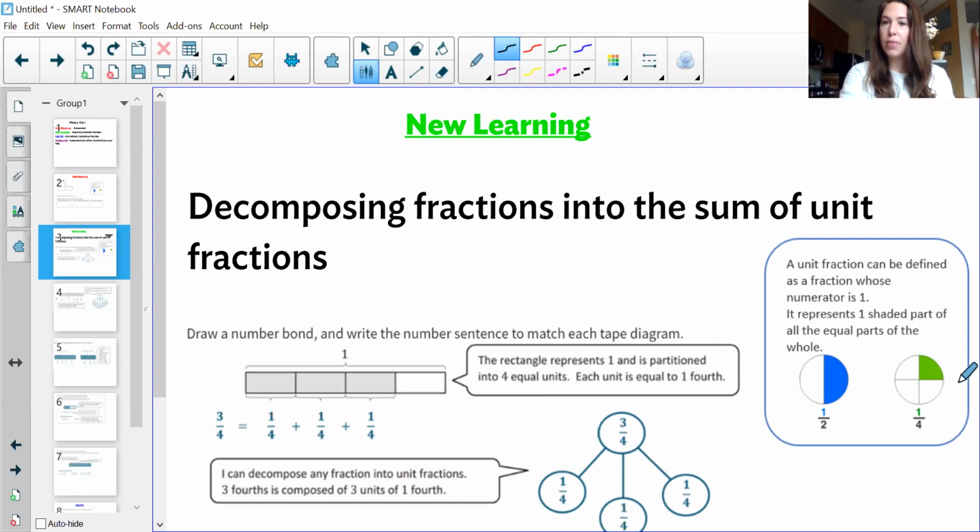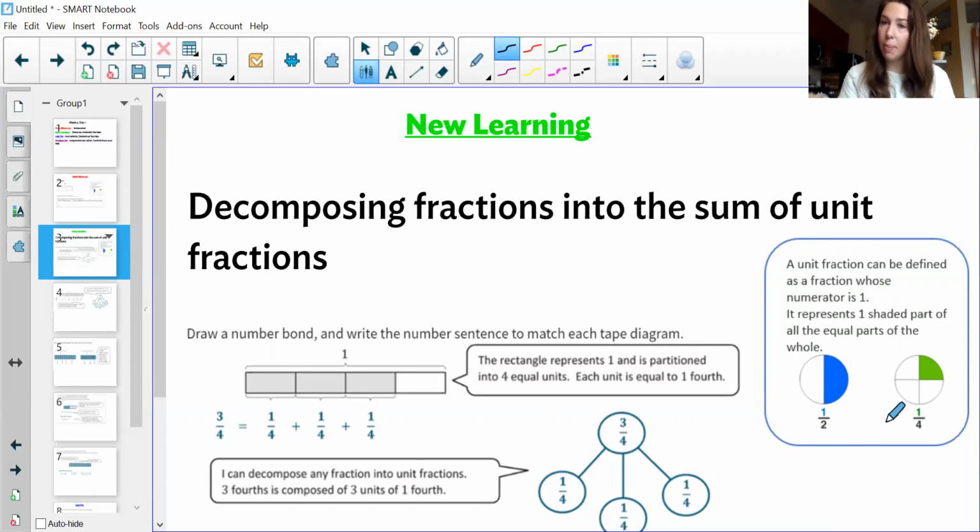So what that looks like over here, they have a reminder of what unit fractions are. A unit fraction can be defined as a fraction whose numerator is 1. It represents one shaded part of all the equal parts of the whole. So 1/2 or 1/4, those are unit fractions.